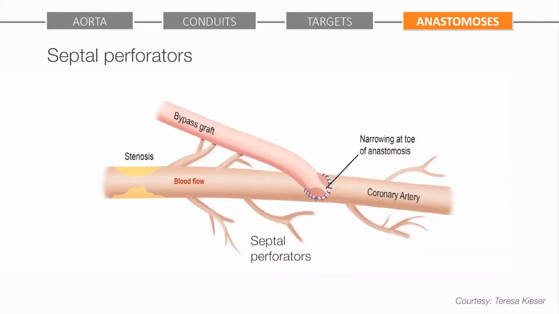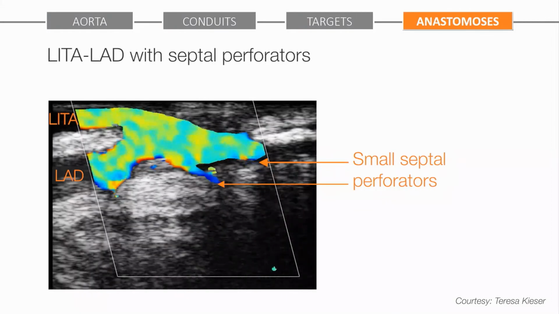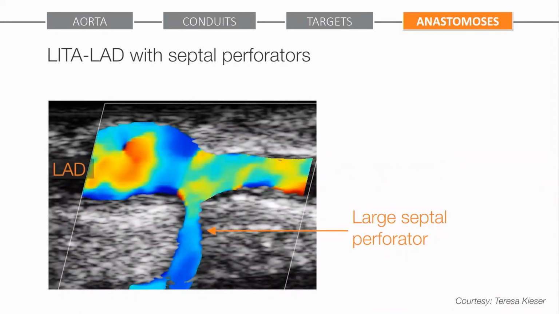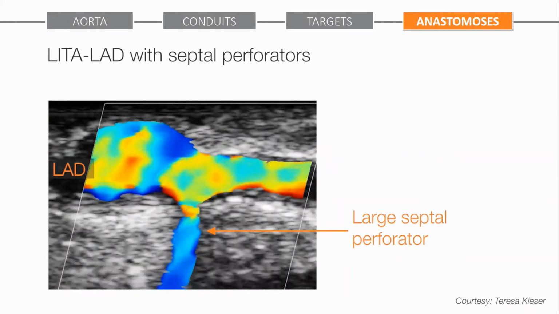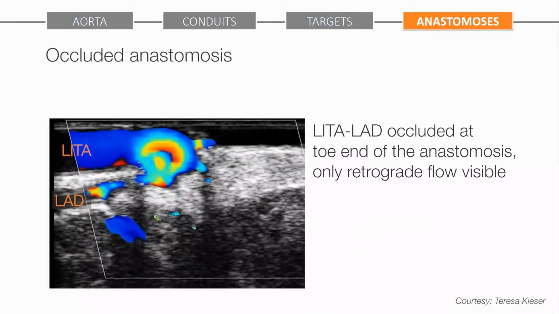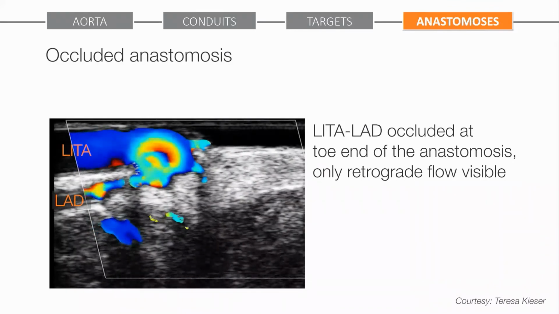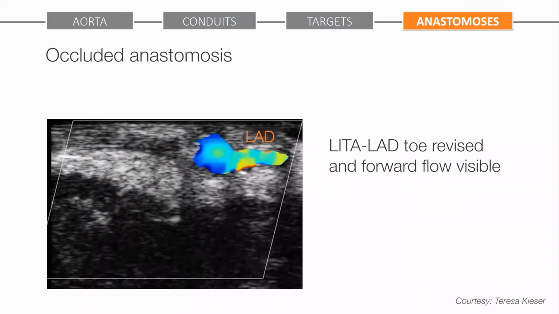In a situation with narrowing at the toe of the anastomosis, you may observe that the blood flows retrograde into the native coronary and further into septal perforators, like here with a small perforator, or here with a large perforator. In this case, the toe of the anastomosis is occluded and there is only retrograde flow. Now the toe is revised and you can see forward flow.